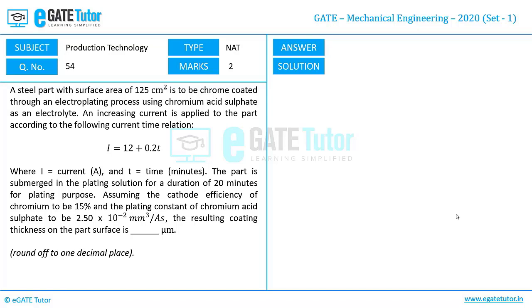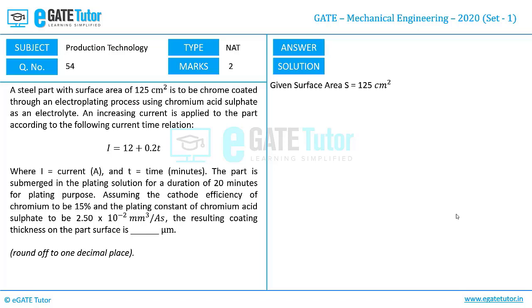Okay, so basically this is a question from production technology, from the electroplating process. This solution has to be done a little carefully, so let's check it out step by step. It is given that the surface area is 125 cm². Let us consider that as S.